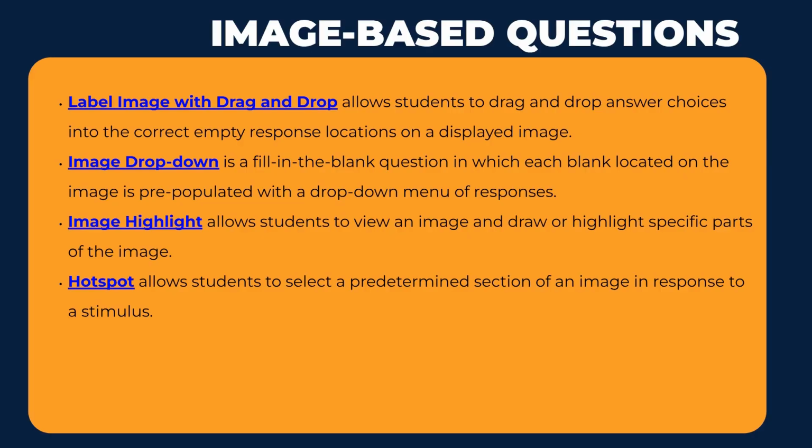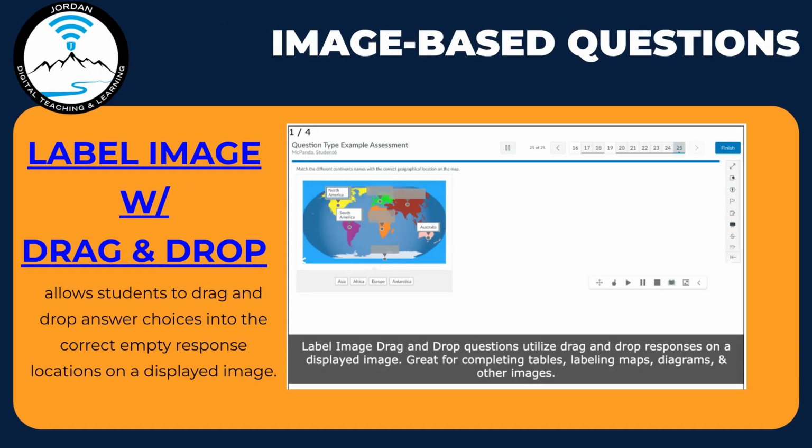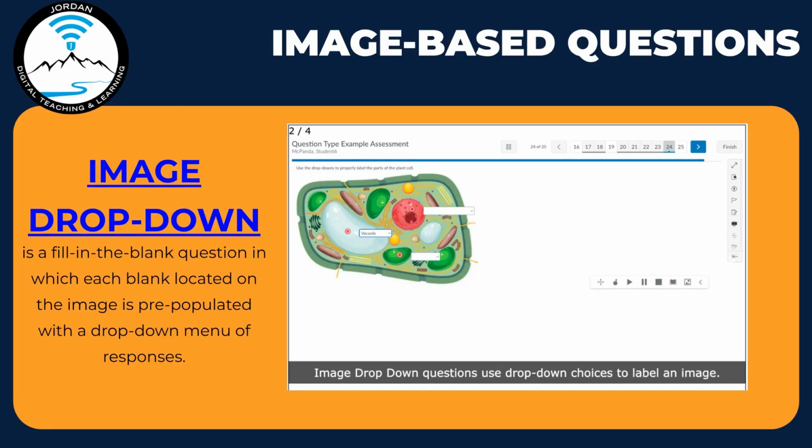They include label image with drag and drop, image drop-down, image highlight, and hotspot questions. Label image with drag and drop allows students to drag and place answer choices onto specific empty locations on an image. Image drop-down questions are fill-in-the-blank on an image, where each blank has a drop-down menu of potential responses.